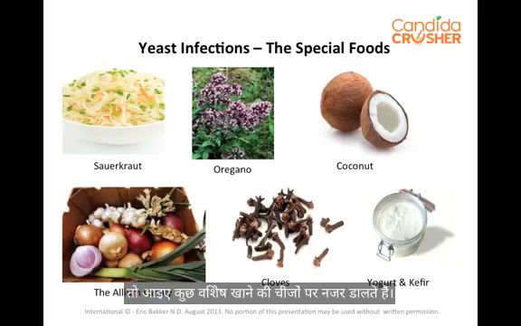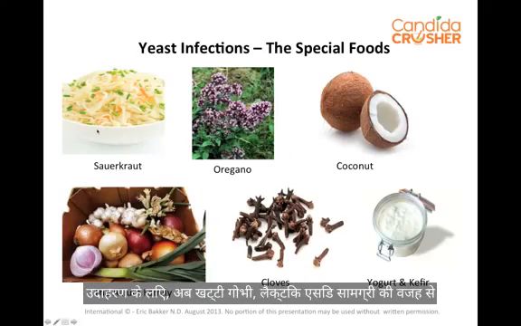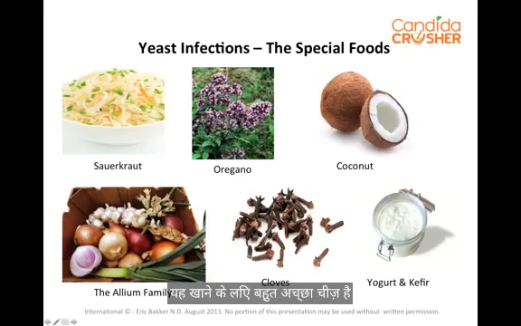So let's look at some special foods. And you can read about this in section 4 of chapter 7 of my book. I've got a great amount of detail about the special foods. Sauerkraut, for example, is a very good food to eat here because of the lactic acid content, which encourages the proliferation of lactobacillus, good bacteria.